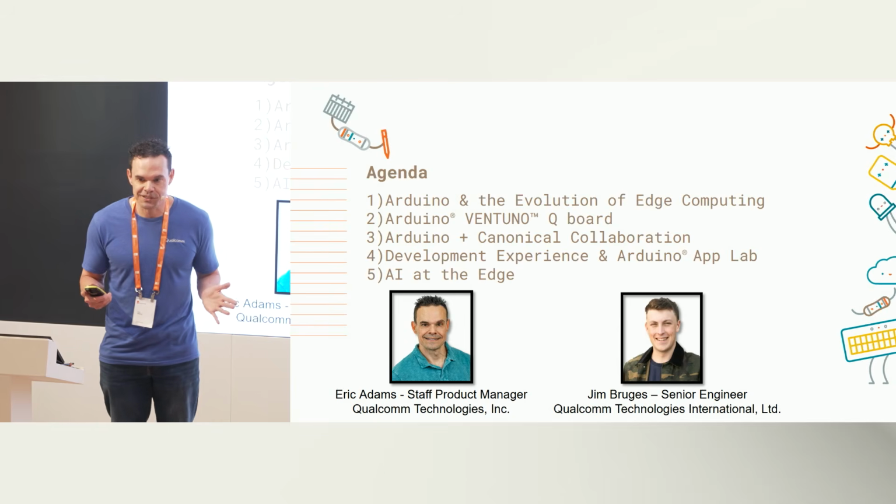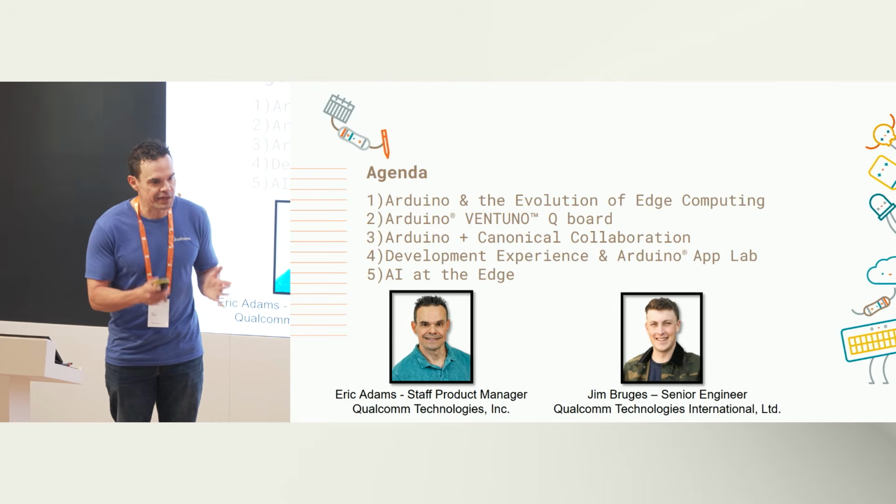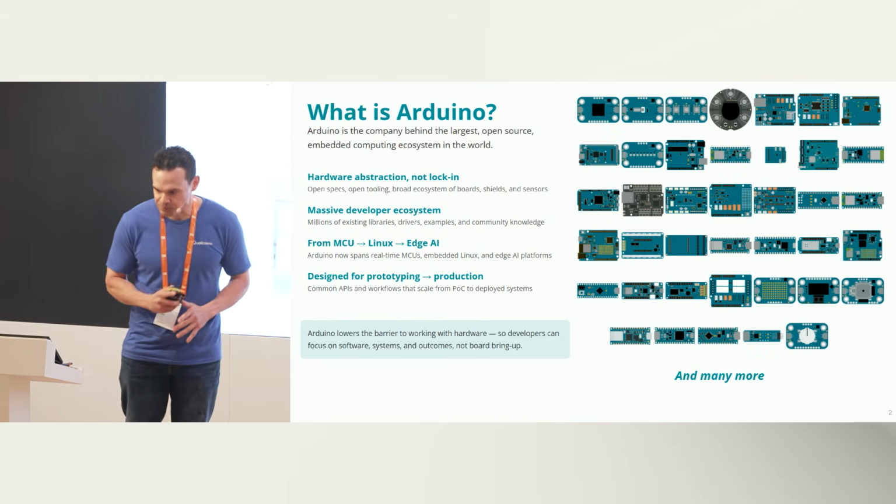What I'm going to do is start by going through Arduino and the evolution of edge computing, showing some of the most recent products. I'm going to talk about the Arduino VENTUNO Q board, a new board that we're launching this summer, which is a big upgrade to the Uno Q, which was launched late last year. I'm going to talk about our Arduino and Canonical collaboration, how we are working together between Qualcomm, Canonical, and Arduino to bring a great experience to the VENTUNO Q. Then I'm going to go through the development experience in Arduino App Lab, and then Jim is going to finish it off by talking about AI on the edge. The theme of this presentation is how you can bring your great ideas from prototype to production.